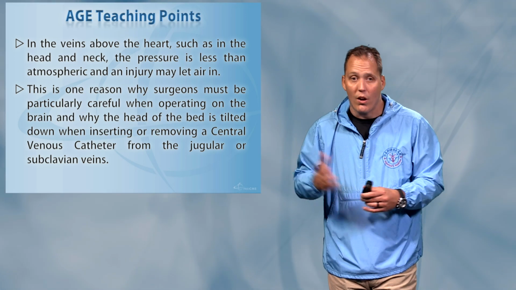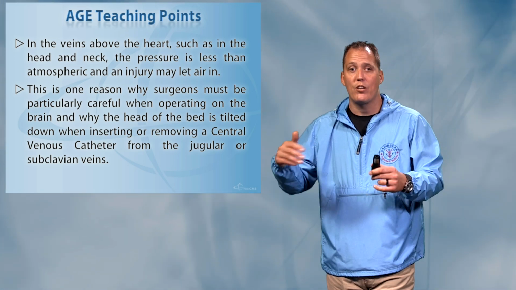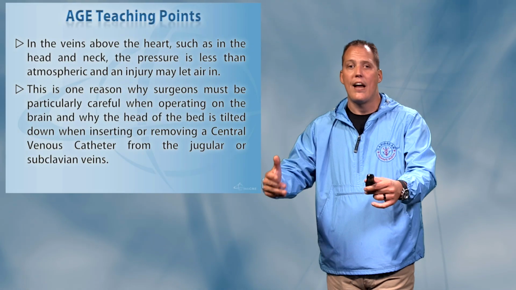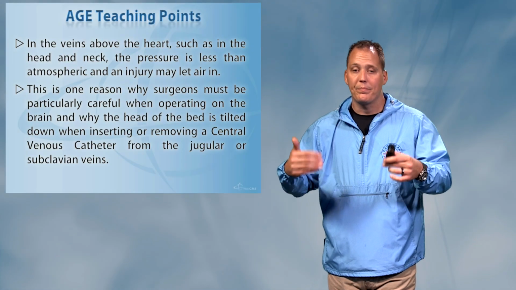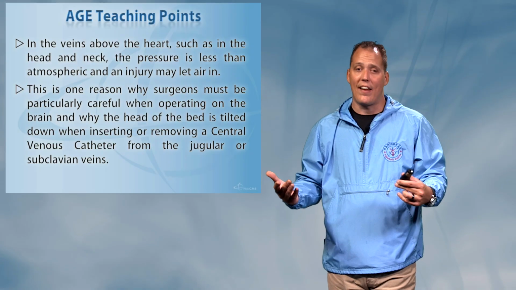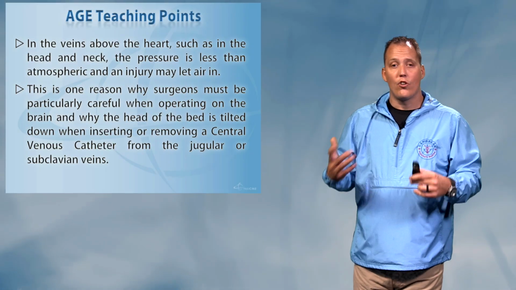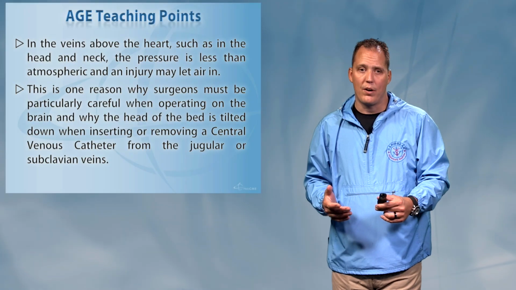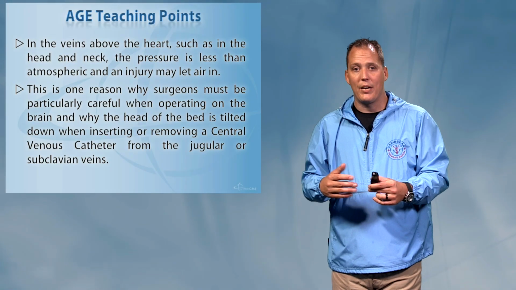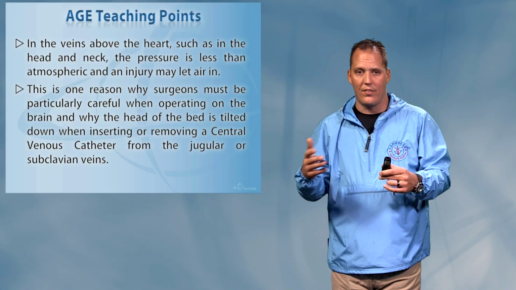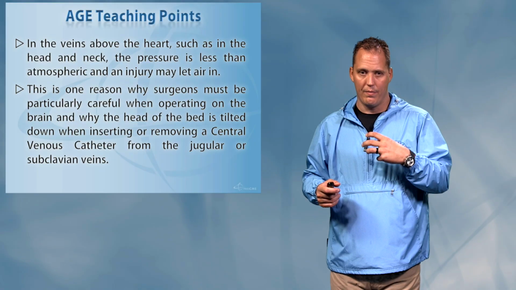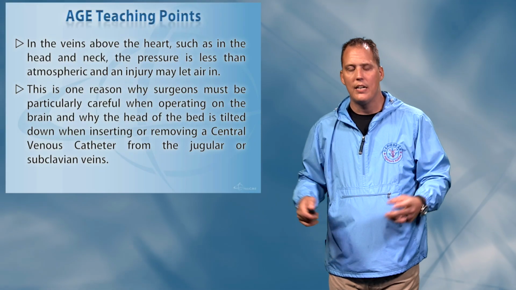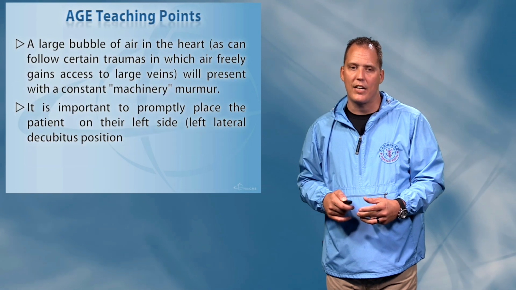So in the veins above the heart, like I said, the head and neck, the pressure is less, right? And therefore it's less than atmospheric pressure, and therefore air may be let in. That injury is how it can occur. That's why surgeons of head and neck or cardiothoracic surgery, and neurosurgeons operating on the brain, must be extremely careful. That's why the head of the bed is tilted, and why they take care when placing central venous catheters, or jugular and subclavian vein PICC lines, for example.